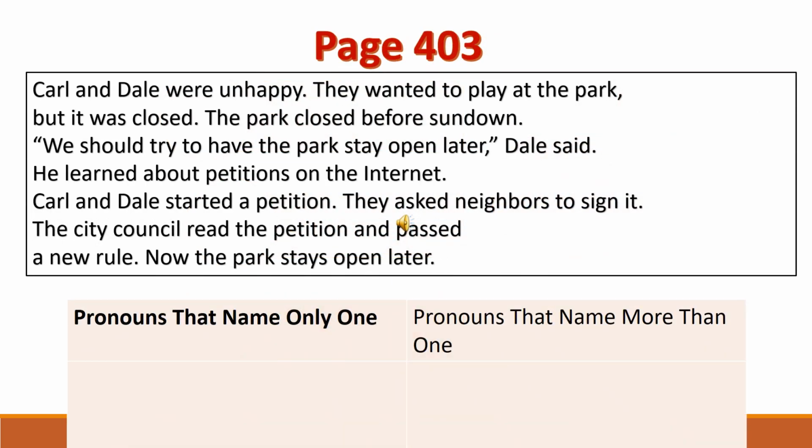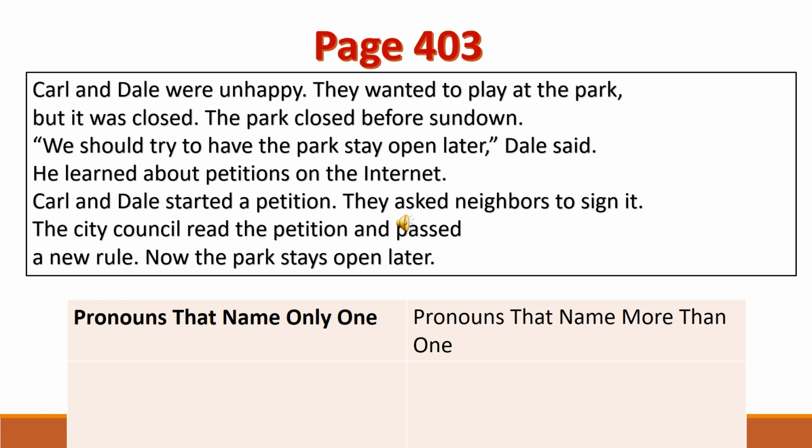Alright, on this page, we're going to read the text before we answer the activity. Is it clear? Okay, now let us read together. Carl and Dale were unhappy. They wanted to play at the park, but it was closed. The park closed before sundown. We should try to have the park stay open later, Dale said.